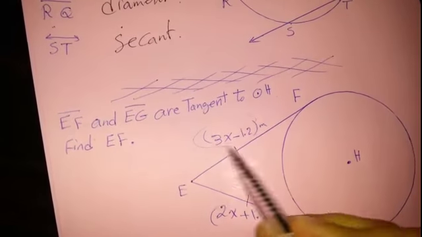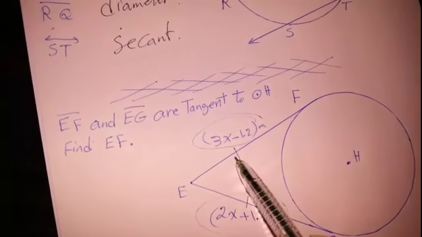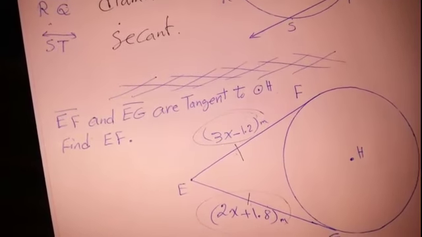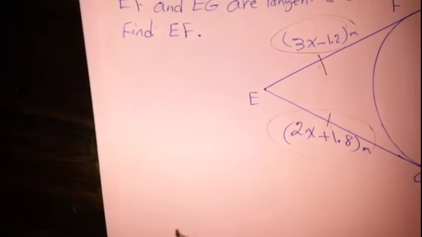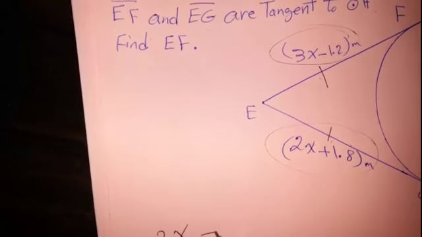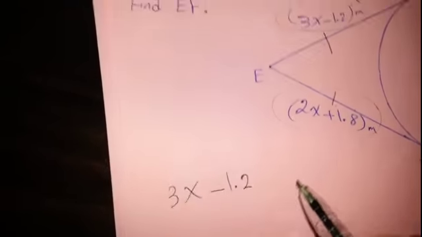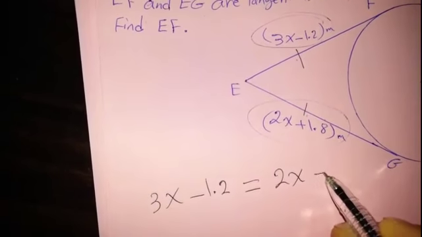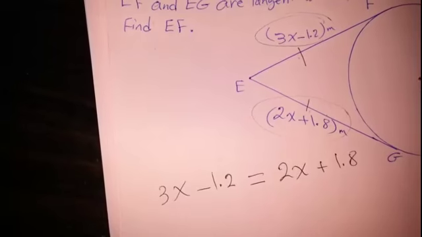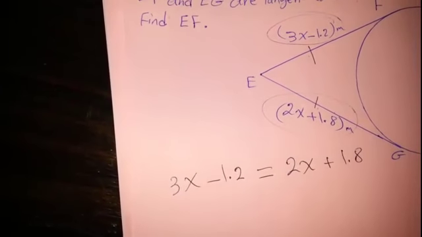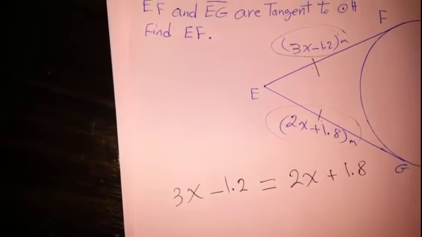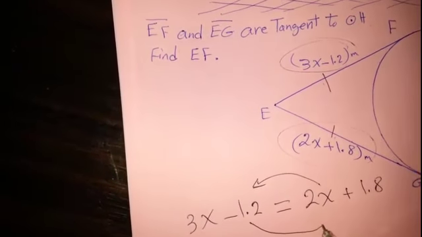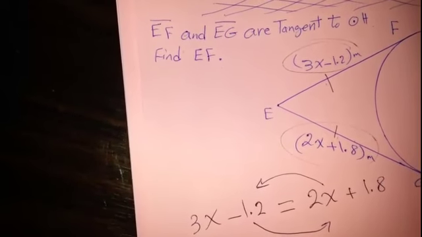The equation here will be between these two. We said these two tangent segments are congruent. So I make the equation here: 3x minus 1.2 equals 2x plus 1.8. To solve the equation, I need to move all x on one side and the numbers on the other side. So 2x will come here and minus 1.2 will go to the other side.